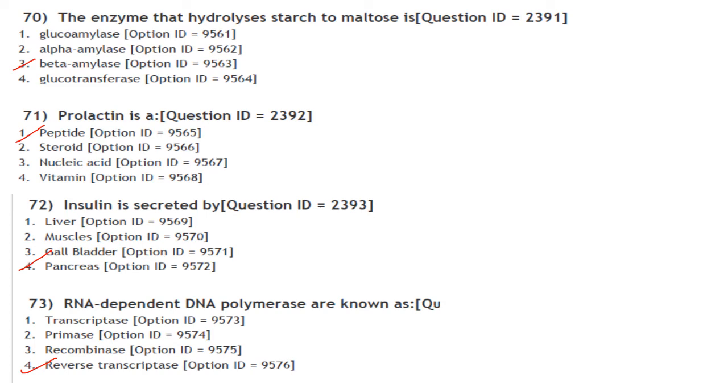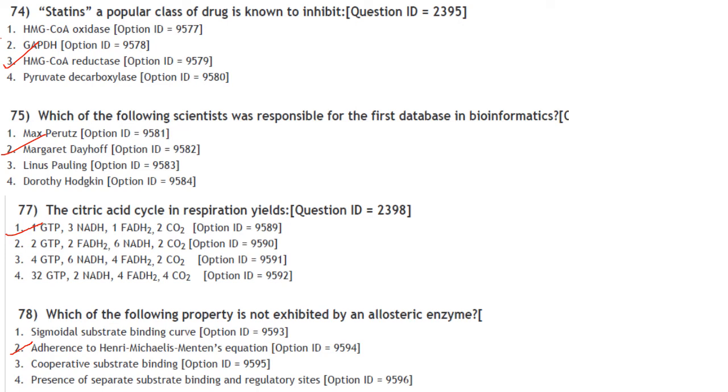Answer is option 4. Statins is a popular class of drug known to inhibit HMG-CoA reductase. Answer is option 3. Which of the following scientist was responsible for the first database in bioinformatics? It is Margaret Dayhoff. Answer is option 2. The citric acid cycle in respiration yield. So it yields 1 GTP, 3 NADH, 1 FADH2 and 2 carbon dioxide.